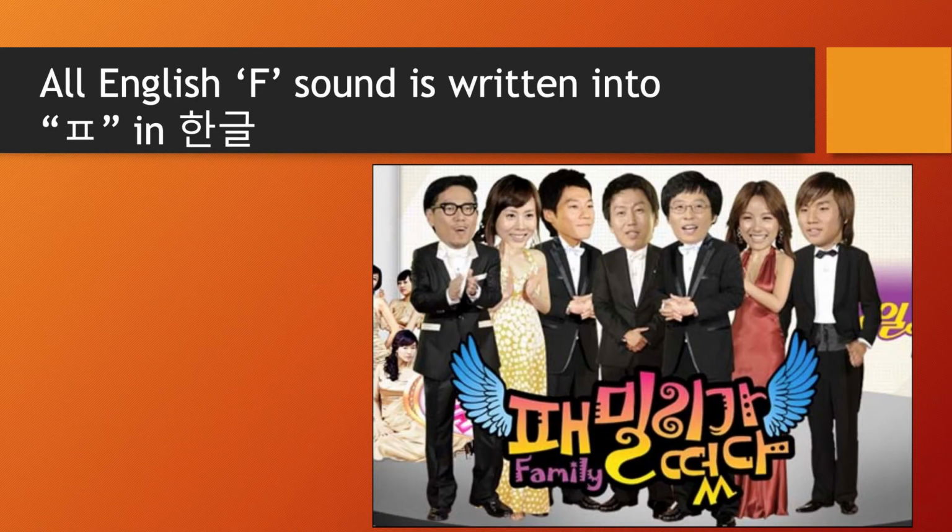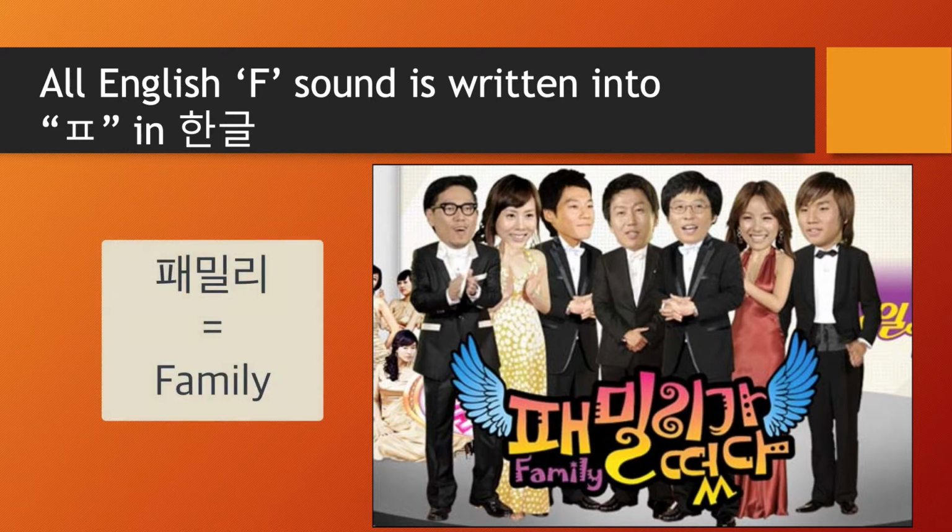Here is another example. The title of one of the popular TV variety shows in Korea was 패밀리가 떴다. As you can see, there is an English subtitle, family, so you can easily guess what 패밀리 was meant for. It meant family. 떴다 literally means float, but over here it's kind of slang meaning popped up or appeared dramatically.